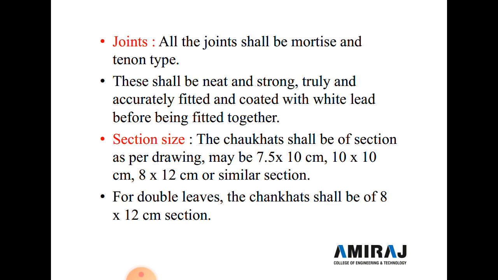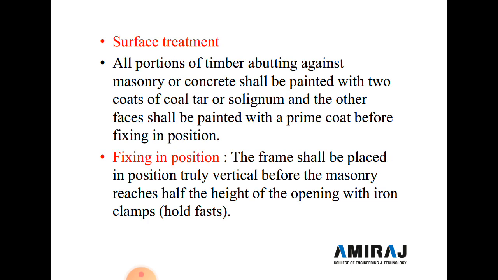The choker shall be of section size as per the drawing, may be 7.5 by 10 centimeter, 10 by 10 centimeter, or 8 by 12 centimeter, or similar section of the frame or choker is prepared. And for a double leaf, the choker or frame of 8 by 12 centimeter section is used.